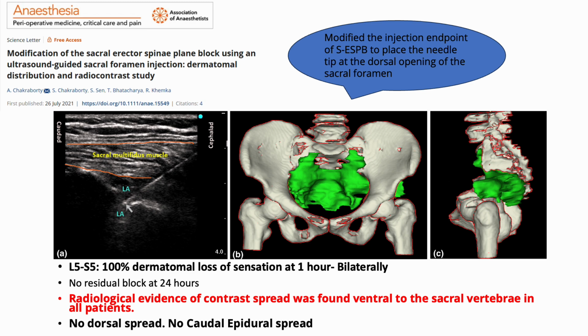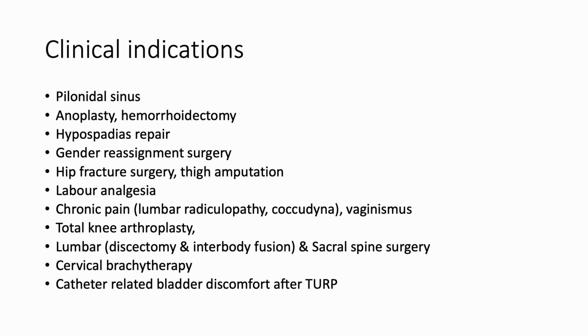The ventral spread involved the sacral plexus in 100% of the patients, causing a dermatomal loss of sensation between L5 to S5 bilaterally from a single injection. This was used in patients who had cervical cancer and were undergoing brachytherapy. Since the initial description of the sacral ESP block, multiple case reports were then published of expanding clinical indications.